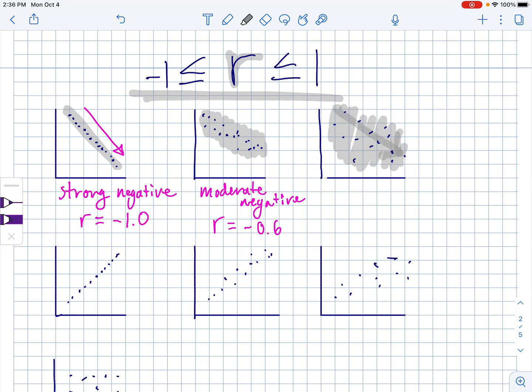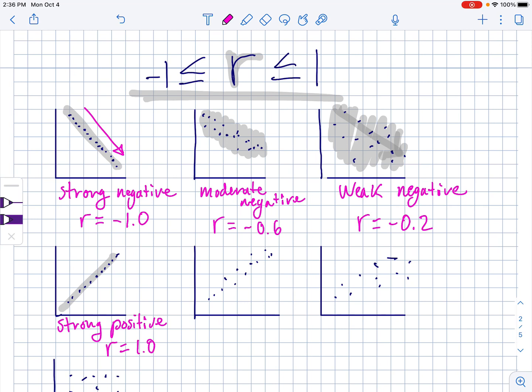Now this one is still kind of headed downhill. If you look at the trend, it's going this way, but it's very loose. It's not very tightly packed around the line. So we would call this weak negative correlation. This might be something like -0.2. Now the flip of that, if it's going uphill and it's tightly packed, this is a strong positive.